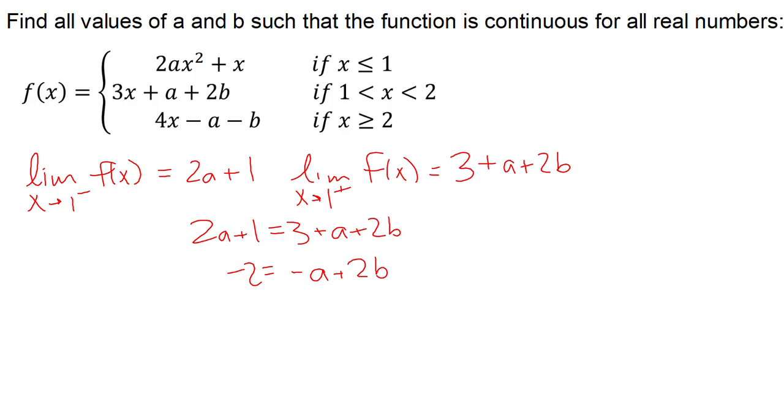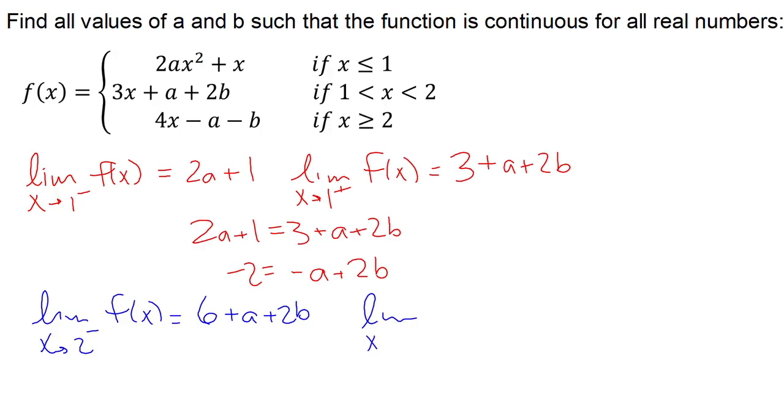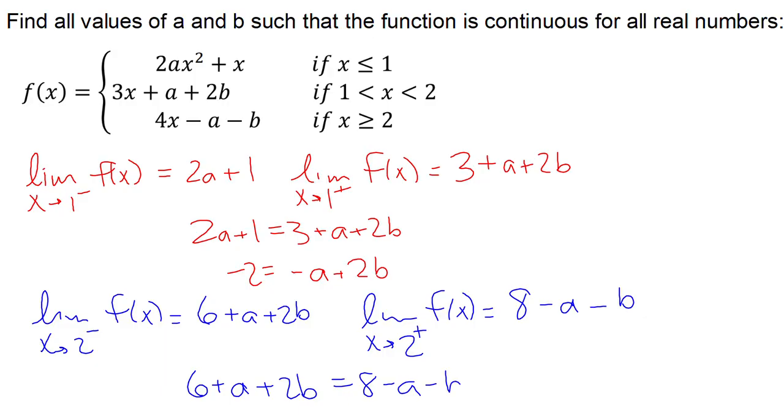And then on the other side, with the value of 2, we'll do a limit as x approaches 2 from the left of f of x, which will be 3 times 2, or 6, plus a plus 2b. And we'll also do a limit as x approaches 2 from the right of f of x, which will be 4 times 2, which is 8, minus a minus b. So what we need is 6 plus a plus 2b to equal 8 minus a minus b.